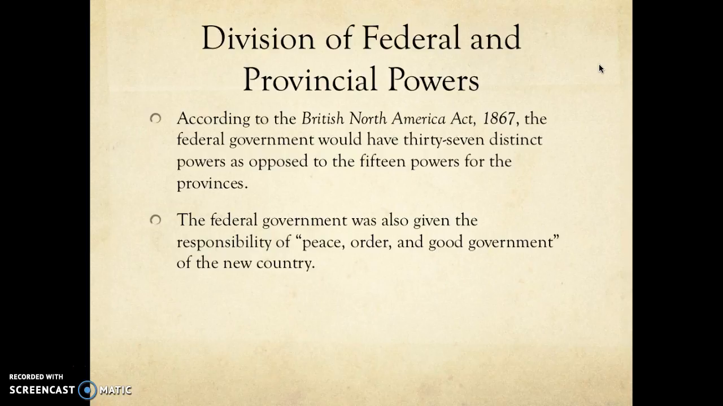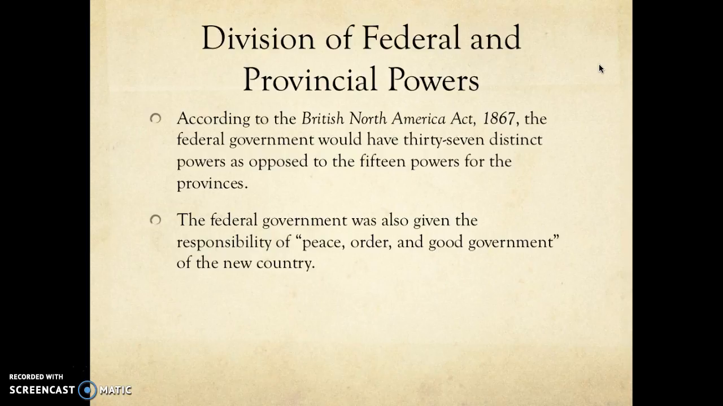The central government was given the right to disallow any provincial law that it considered in contravention of a federal law. The provinces would have control over property and civil rights, natural resources, and matters of a merely local or private nature in the province. The provinces were given limited powers of taxation.